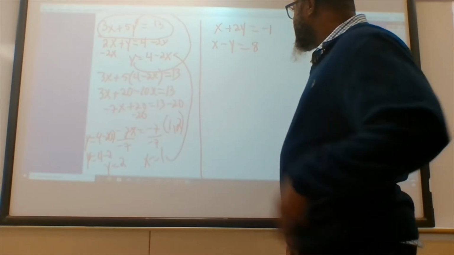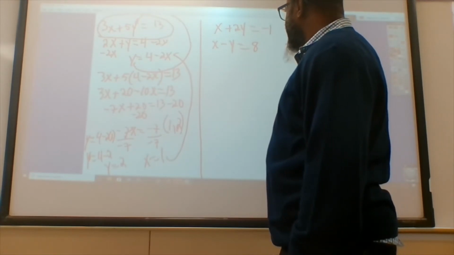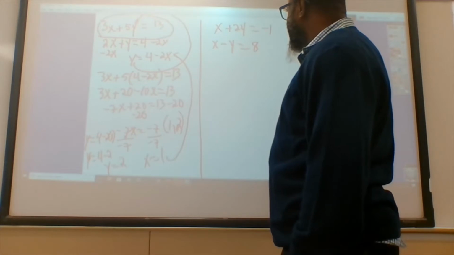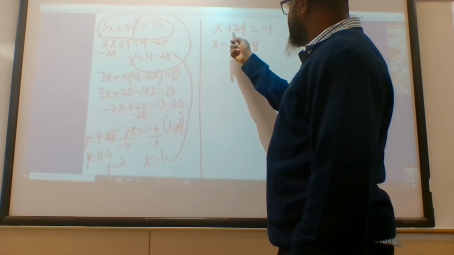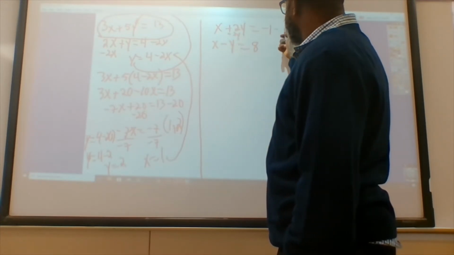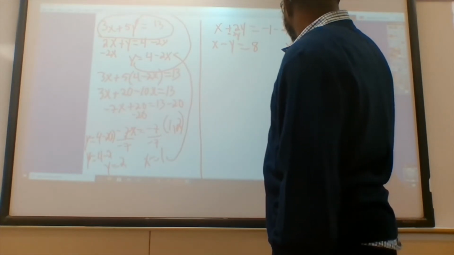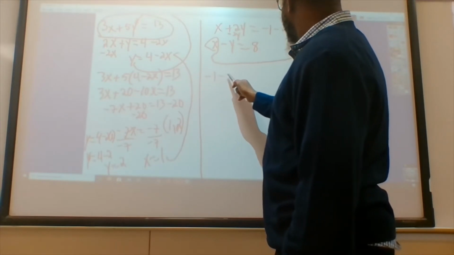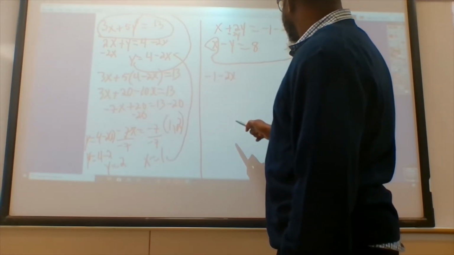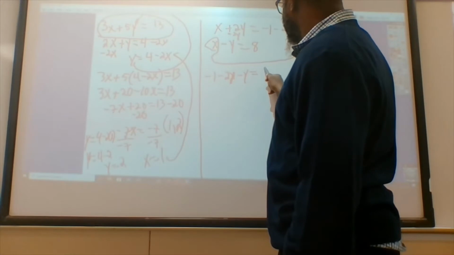Alright, in this case I have so many possibilities to solve. So I will solve for x. If I solve for x, I'm going to subtract 2y on this side. Then I will have x is equal to negative 1 minus 2y. This is x, then I'm going to replace it here. Then I will have negative 1 minus 2y, excuse me, minus 2x minus y is equal to 8.